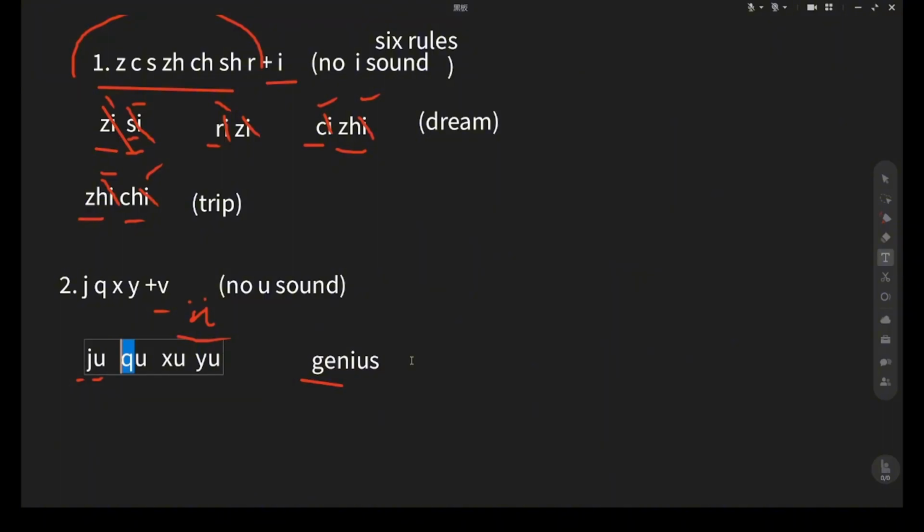Here, qu, right? So qu, then this is u or yu? Right, no u sound. This group never has a u sound. Yeah, so qu. Then this one is xu, right? So xu, u or yu? Yeah, yu. So 西于虚.